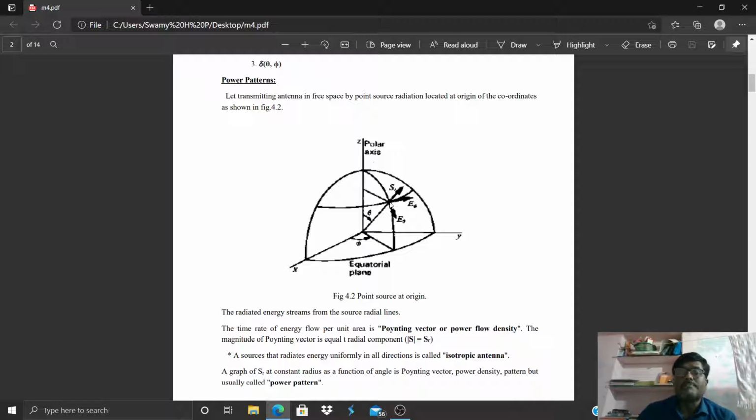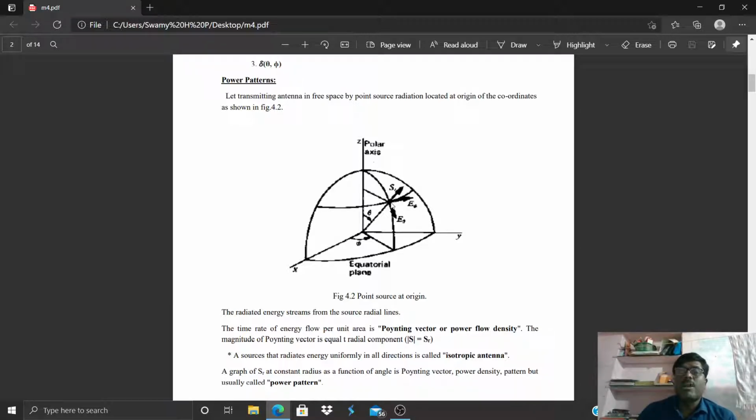This is the point through which you are going to measure the three field components. One is the theta field component, another is the phi field component. The E theta component will be in this direction, and the E phi component will be in this direction.